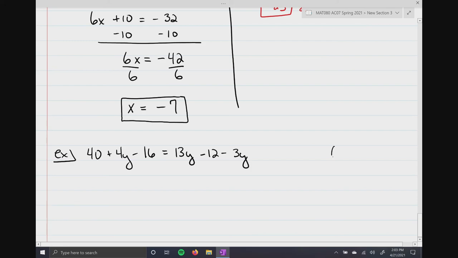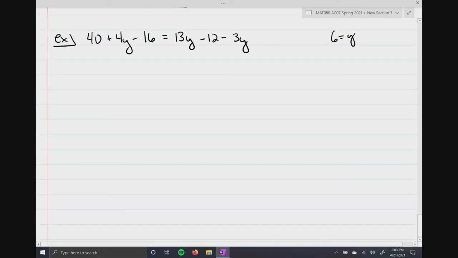6 equals y. Okay, let's see if we're correct. So I'm going to just walk through the steps. And notice, so far we haven't even gotten to a problem that requires all the steps. We will eventually. So step one, do I see fractions? No. Step two, do I see parentheses? No. So that's good. Step three, I'm going to look on the left-hand side and combine like terms.